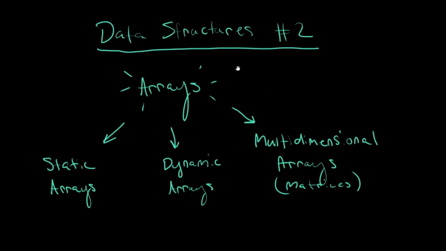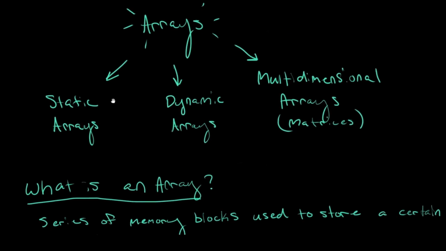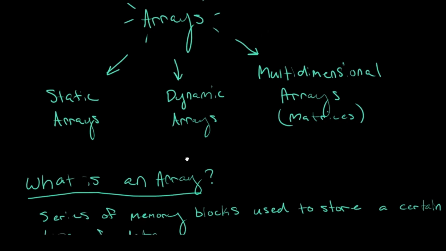Welcome back to episode 2 in our data structures subseries. We're going to start talking about data structures with the array. This is the most basic data structure of all the programming languages. Anyways, we have three types of arrays. We have the static array, dynamic array, and multi-dimensional array, also known as a matrix.